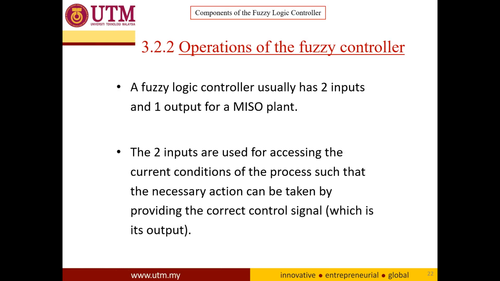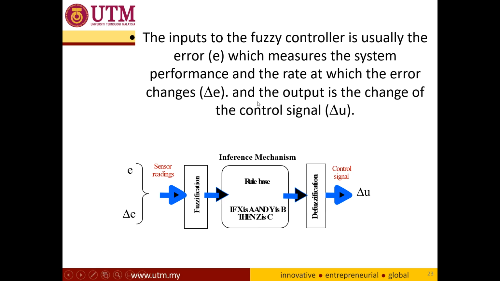Operations of a fuzzy logic controller. A fuzzy logic controller usually has two inputs and one output for a multiple input single output plant. These two inputs are used for assessing the current conditions of the process such that the necessary action can be taken by providing the correct control signal, which is the output. The inputs to the fuzzy logic controller are usually the error, which measures the system performance, and the rate at which the error changes, or del E. And the output is the change of control signal, del U.